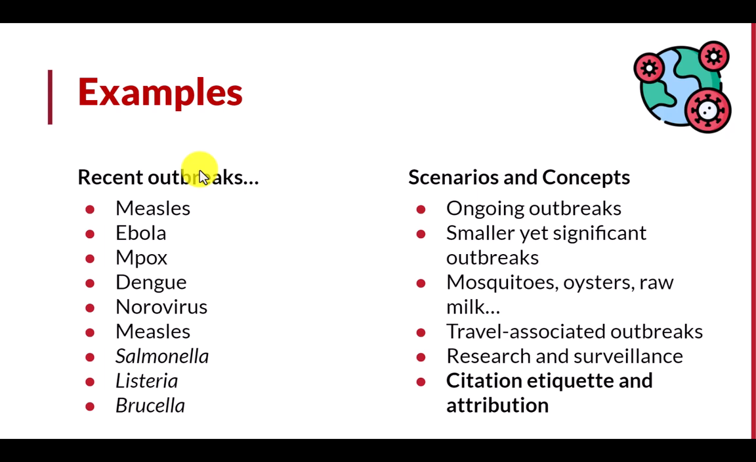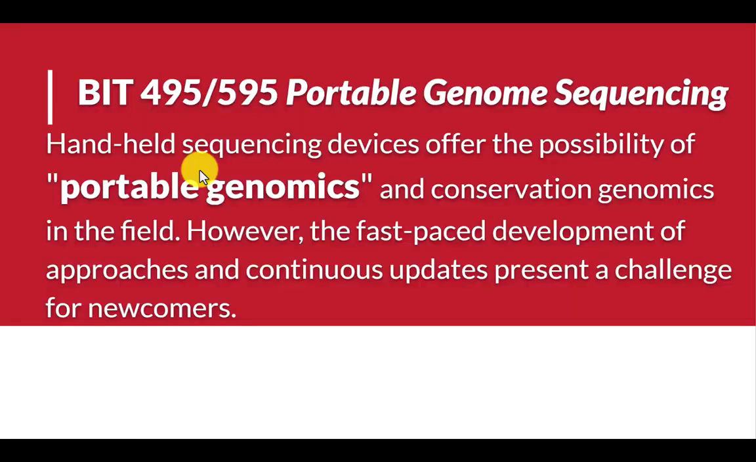And we have various examples. We've done outbreaks on measles, Ebola, Mpox, dengue, norovirus, salmonella, listeria, brucella. And the goal here is to include scenarios and concepts of ongoing or recent outbreaks that may be smaller yet are significant. We talk about mosquitoes, contaminated oysters, raw milk consumption, travel-associated outbreaks, and research and surveillance through an interdisciplinary lens, and we really do emphasize citation etiquette and attribution.